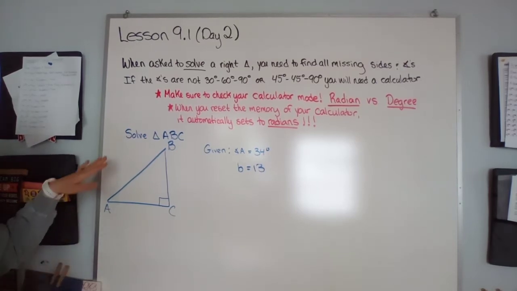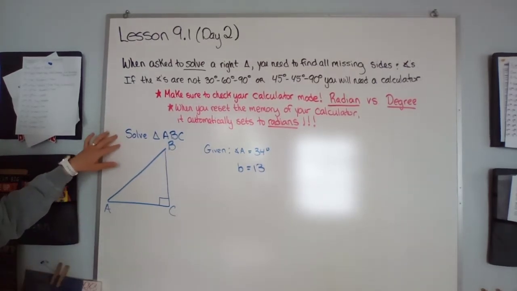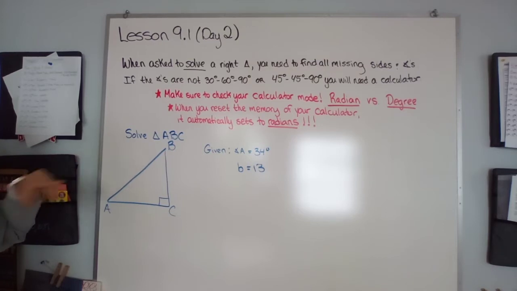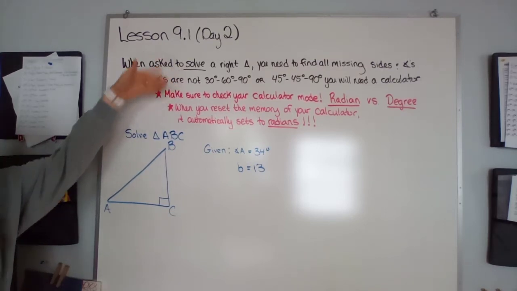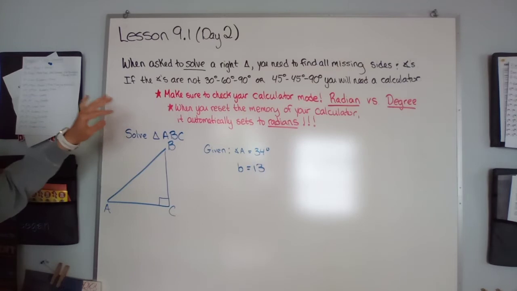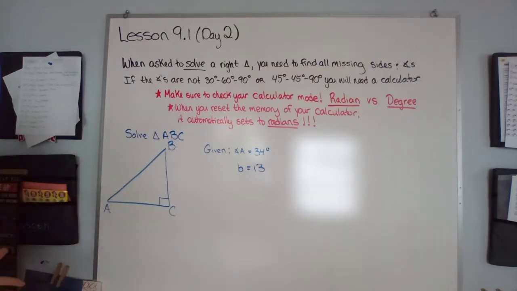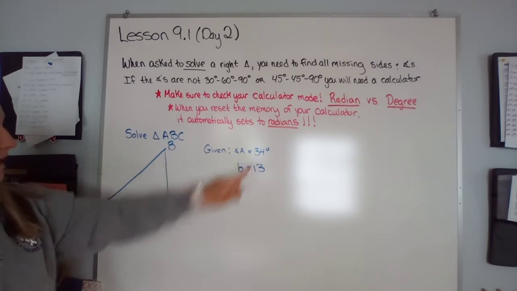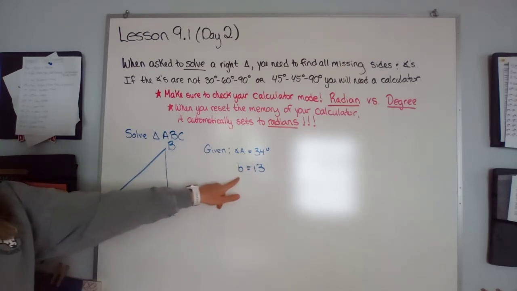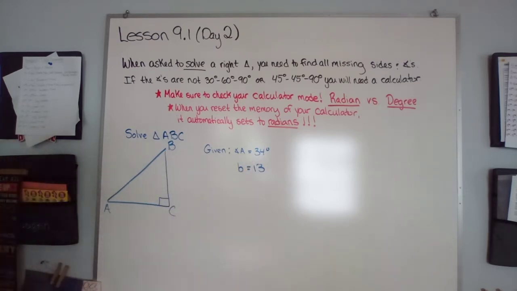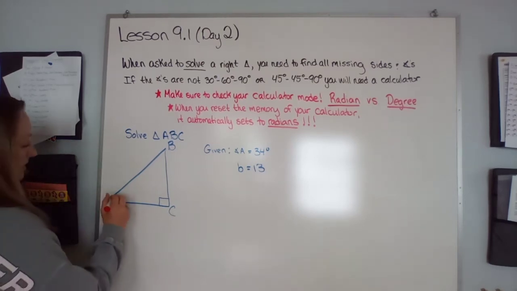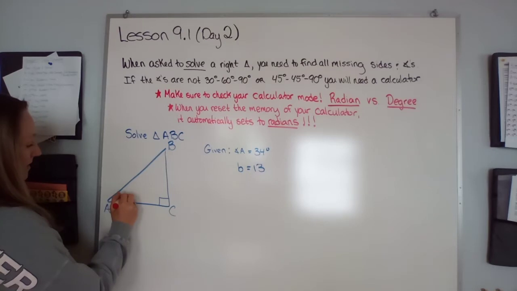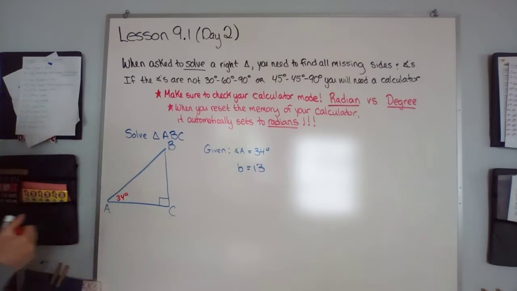So the very first problem, we're asked to solve triangle ABC. Again, when you're asked to solve, reading the directions and knowing what that means is important. It means find all the missing pieces. You are given two pieces. You're given that angle A is 34 degrees, and you're given that side B is 13. So I can label angle A 34 degrees, that was given. And then side B is 13.